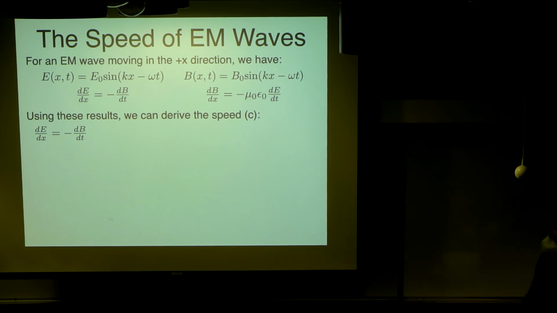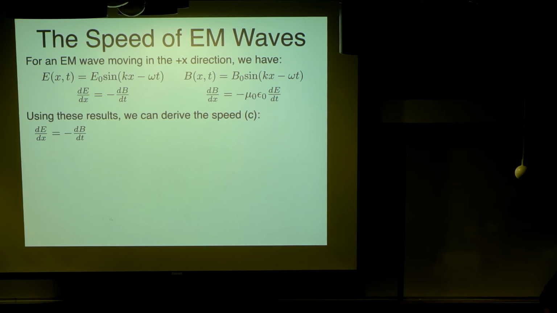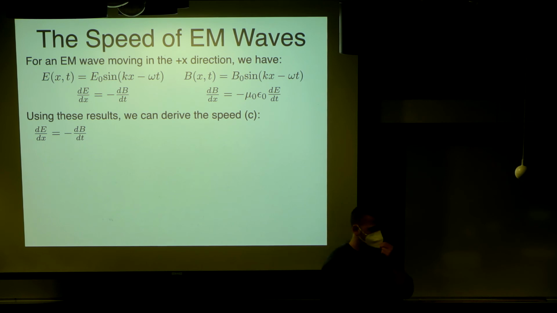How's that going to go? If I take this guy and take its derivative with respect to x, what will happen? This derivative with respect to x would be E naught k cosine times all that. You agree? Sine goes to cosine. By the chain rule, we pull out a factor of k. And that's basically it, right? It's just going to be k times E naught times cosine of all that stuff.